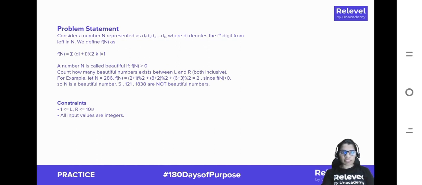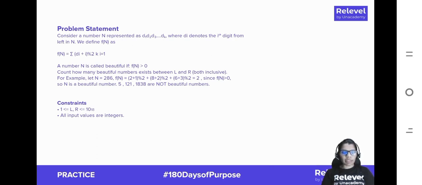Here the problem statement says that you can consider a number n which can be represented by digits as d1, d2, d3, dk, right? Where di denotes the ith digit from left in n. We define f of n as summation of (di plus i) modulo 2, where i can start from 1 and go till k, right? Now, a number n is called beautiful only if f of n is greater than 0. Now you need to count how many beautiful numbers exist between L and R where both are inclusive.